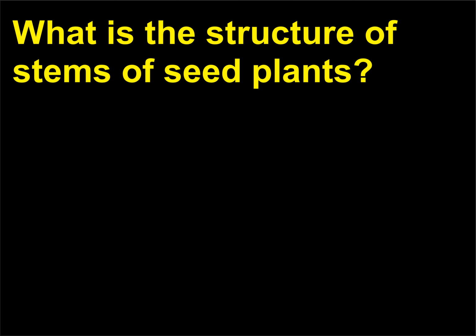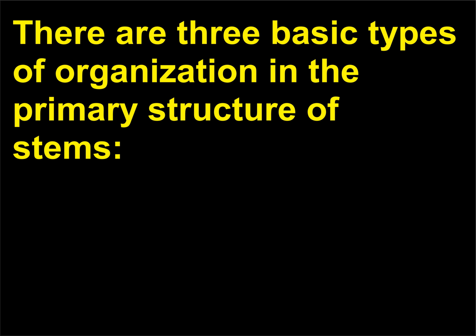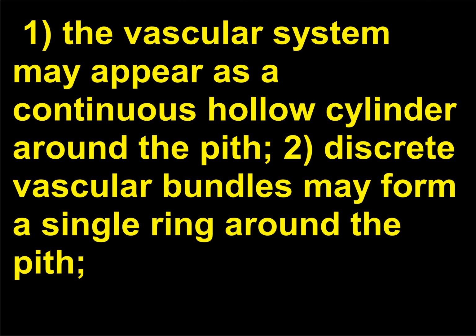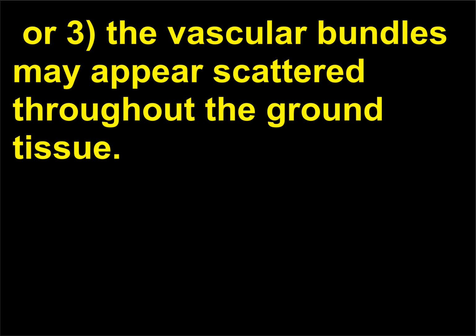What is the structure of stems of seed plants? There are three basic types of organization in the primary structure of stems. 1. The vascular system may appear as a continuous hollow cylinder around the pith. 2. Discrete vascular bundles may form a single ring around the pith. Or 3. The vascular bundles may appear scattered throughout the ground tissue.